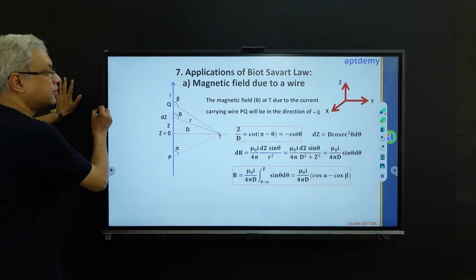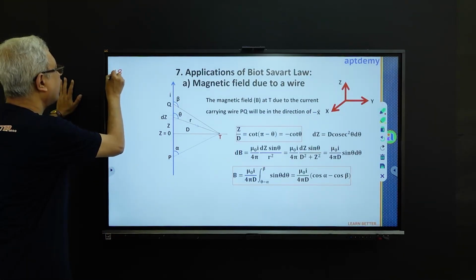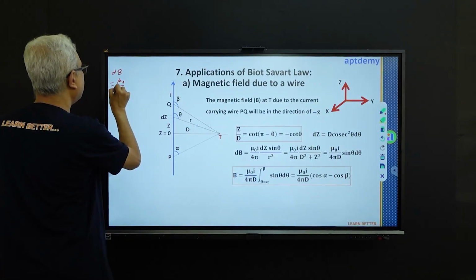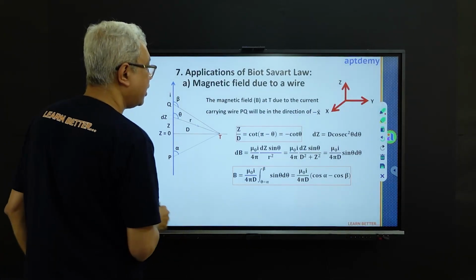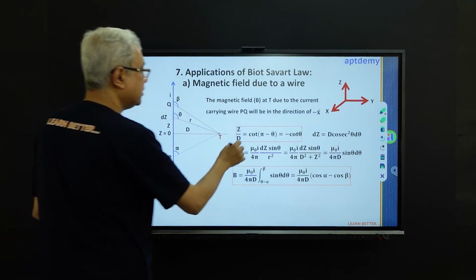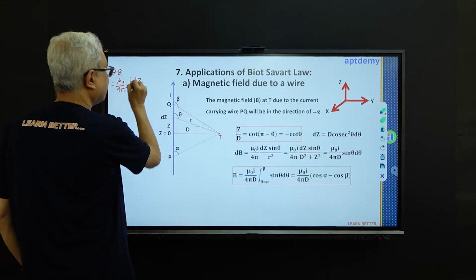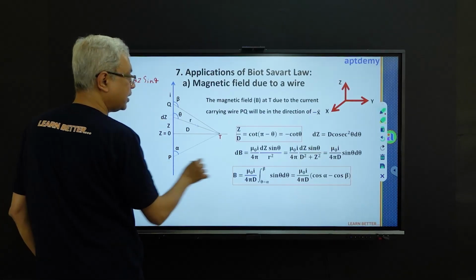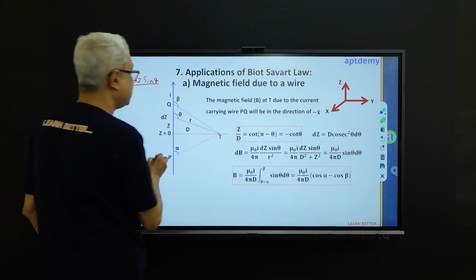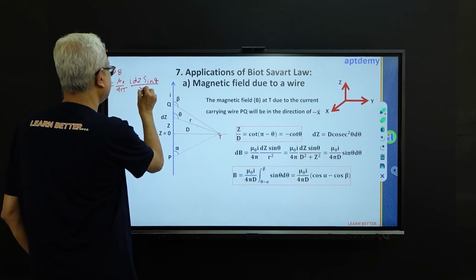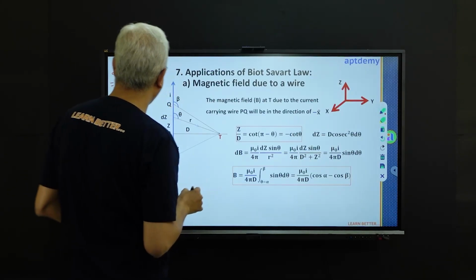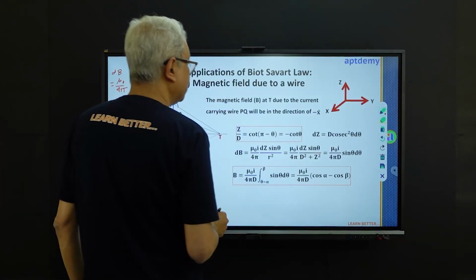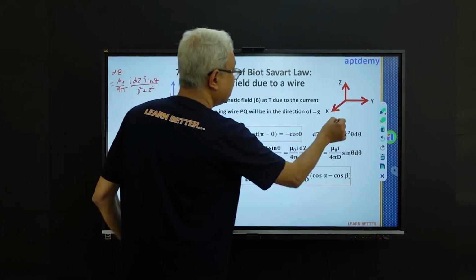dB is actually mu naught by 4 pi I dz sin theta. This is the formula. By r square. R square is actually d square plus z square. And with this substitution, dz equals d cosec square theta d theta.